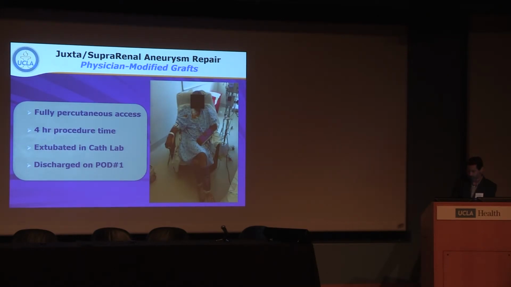This is what the patients sometimes look like when these patients go well. This is a patient on post-op day number 1. He had fully percutaneous access, a 4-hour procedure time, extubated in the cath lab, and discharged literally 3 hours after this picture was taken at 6 a.m. And generally when these go well, the patients look better than the surgeon does the following day.